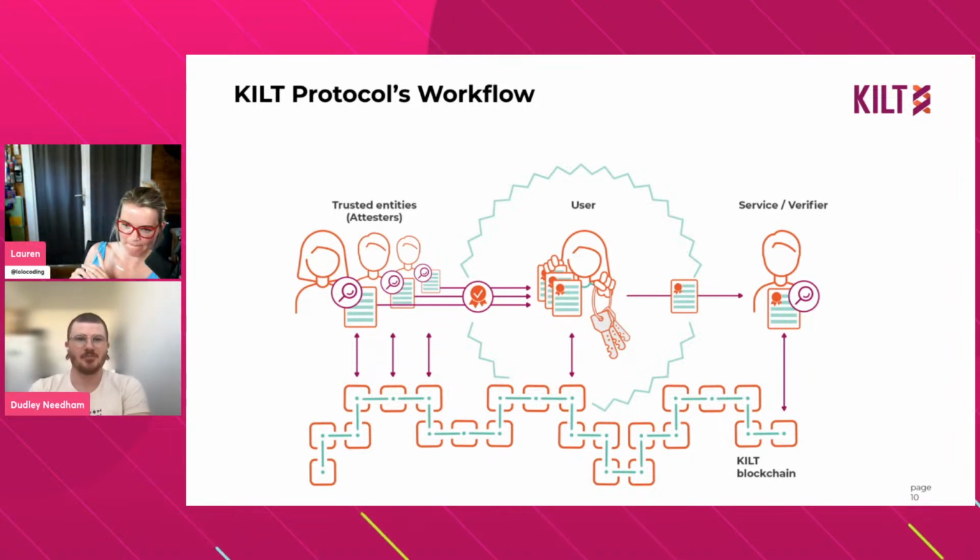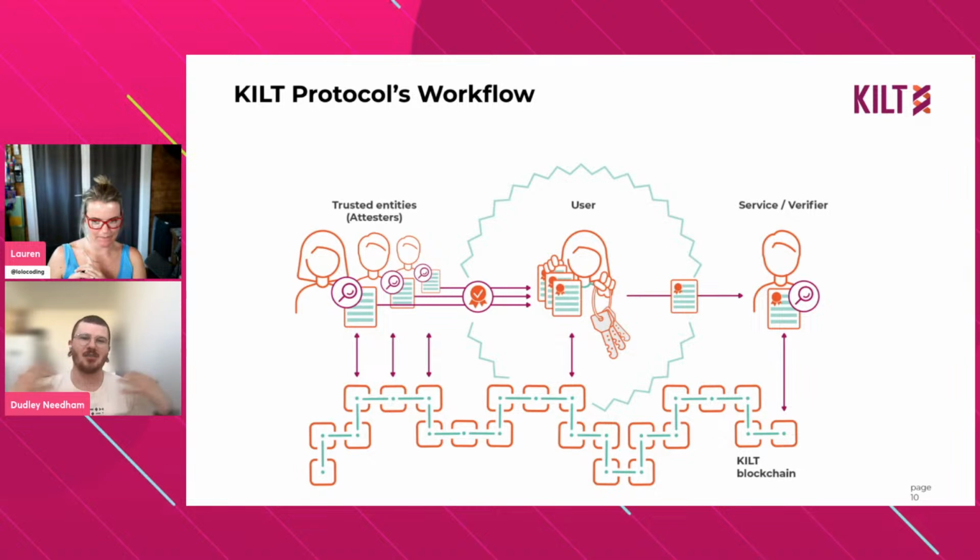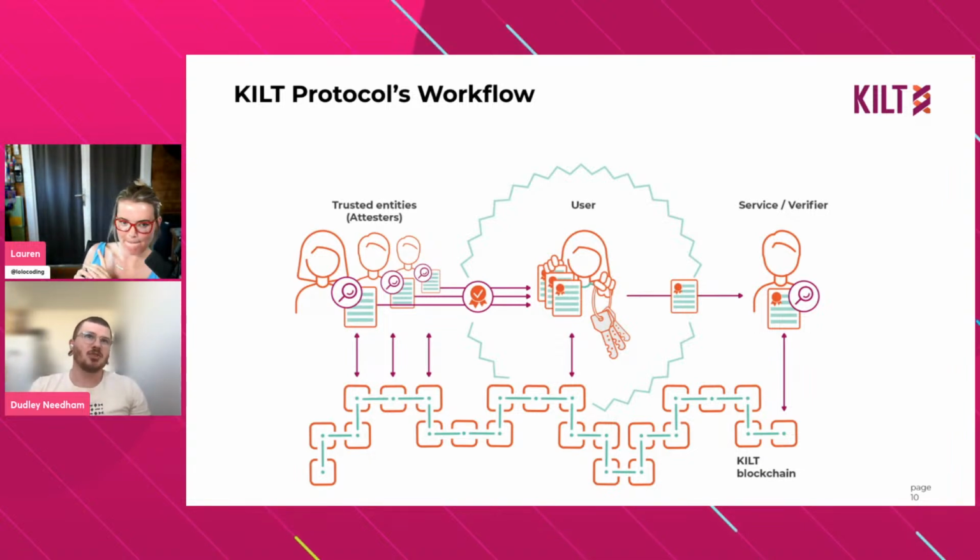But the claimer makes a claim that I'm over 18, and then they go to trusted entities, which is an attester who then goes, yes, you're over 18. I write the attestation on chain and give it back to the user, who then holds their keys, and then they go to the verifier.